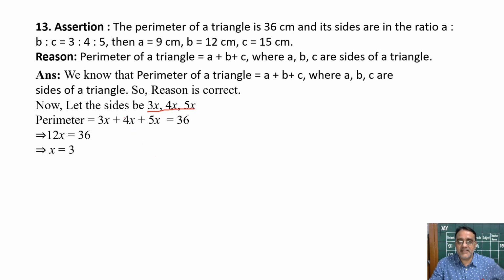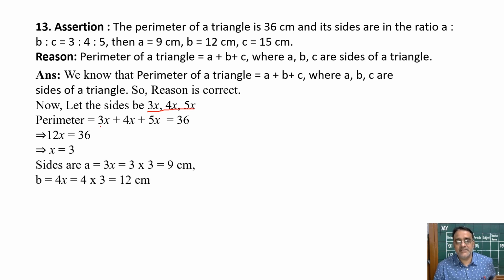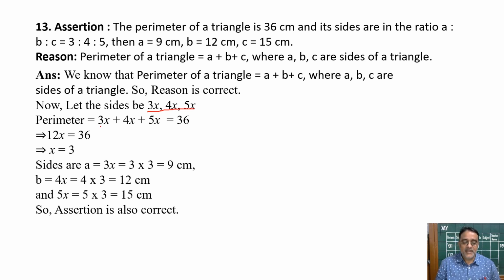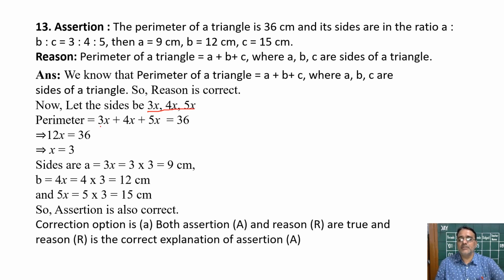So a, how much will it come? Look. A will get 3 into x. So 3 into 3, 9 centimeters. So what is the value of b? 4x, 12 centimeter, right. What is the value of c? 15 centimeters, right. So assertion is also correct. So which is the correct option? Option A, right. That is, both assertion and reason are true, and the reason is the correct explanation of assertion, right.